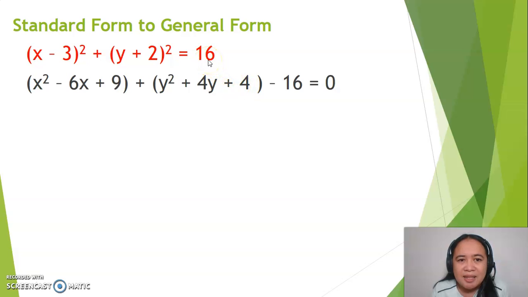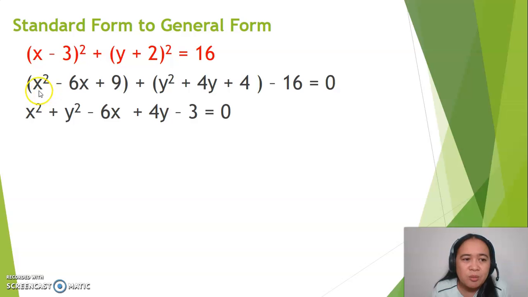Then 16 here, transferred to the left, would be −16. So at this point, we will simply combine terms or arrange them in descending order. So that would be x² + y² − 6x + 4y, then 9 + 4 that would be 13, then minus 16, that would be −3, equals 0. So therefore, this one is the general form of this given standard form.